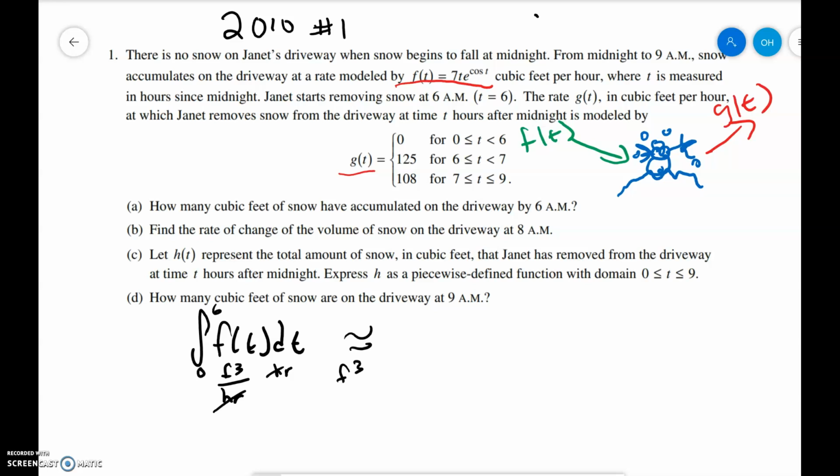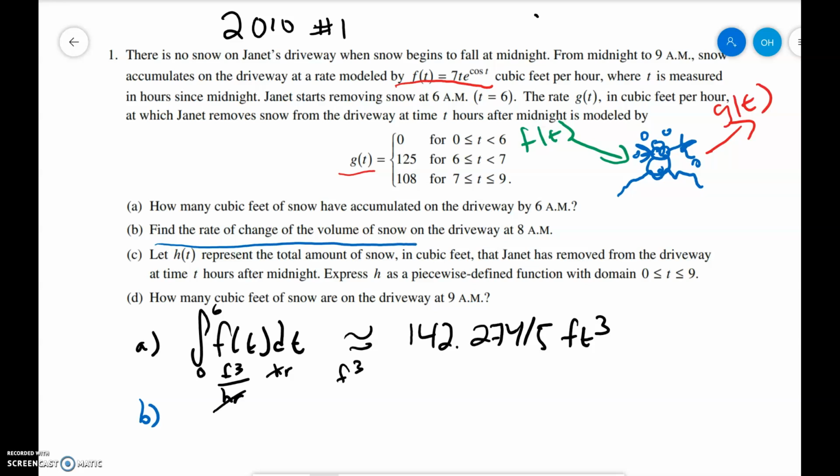Put that in your calculator. I'm not going to show how to do that. You should be able to do that in the calculator, and I'm trying to keep this under 15 minutes. This is approximately 142.2745 cubic feet. So that's part A.